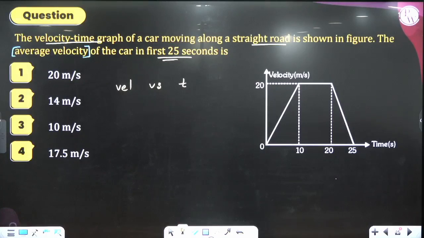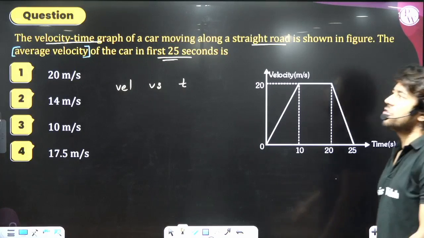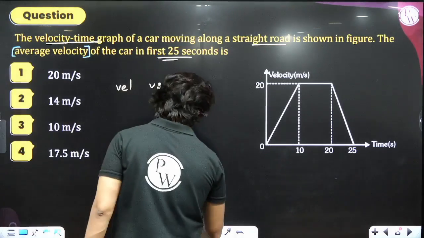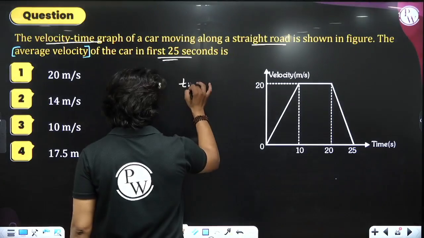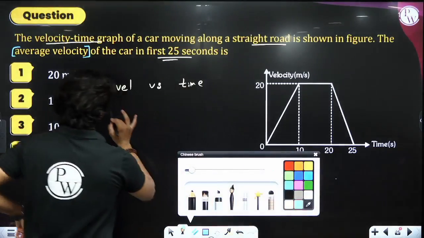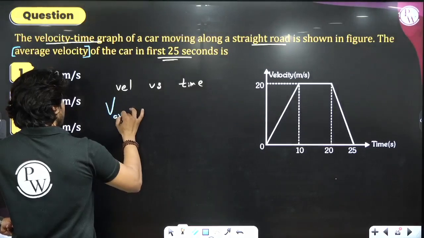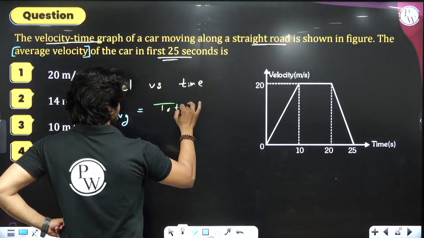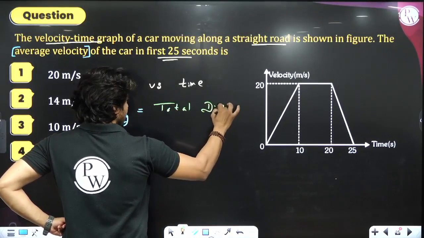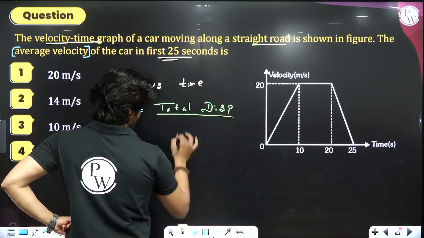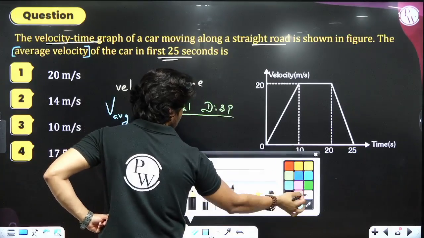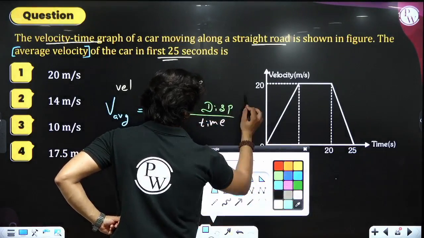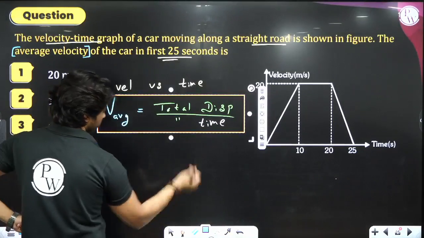So how to deal with this question? What basically is average velocity? First of all, students, what basically is average velocity? Average velocity is, I'm writing it over here, total displacement divided by the total time. This is what we call average velocity.